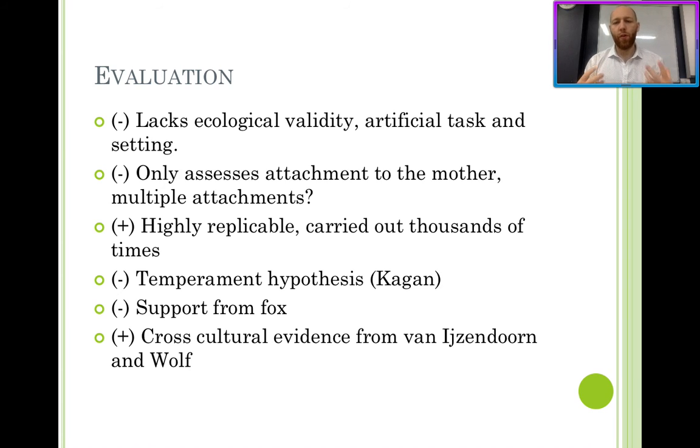Cross-cultural research from Van Ijzendoorn and De Wolff seemed to suggest that maternal sensitivity is to some extent linked. So we have the 8 stages of Ainsworth's study. We're going to draw this out next time, and we will go through this again and watch some videos of how this works. And we've looked at Ainsworth's conclusions, her theory, and the evaluations of it.